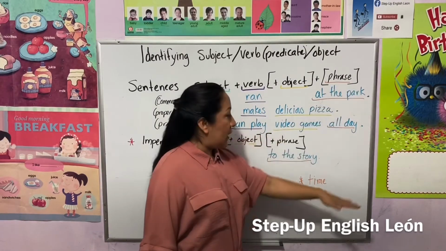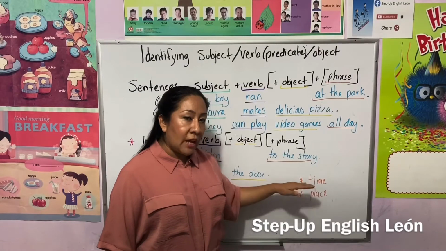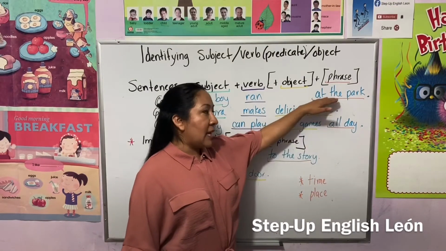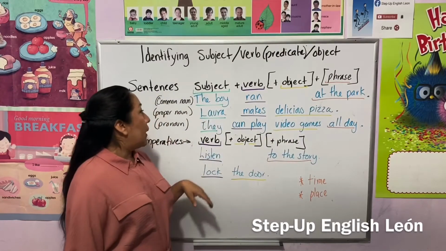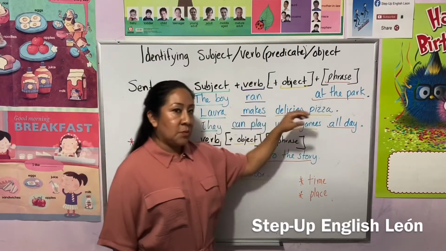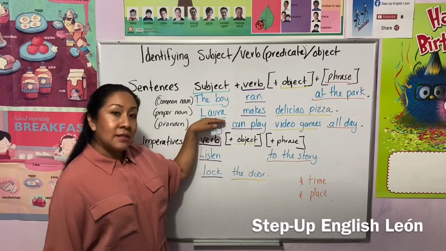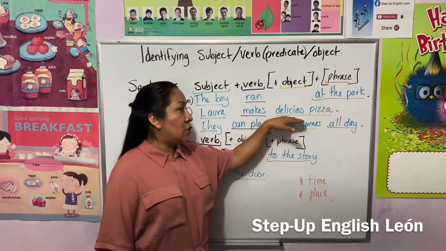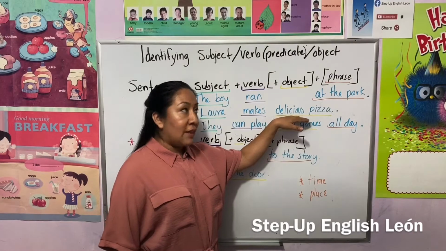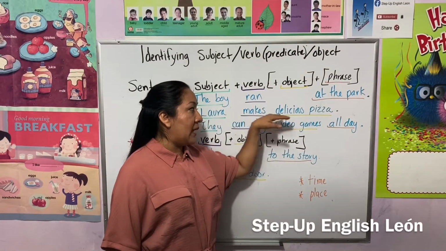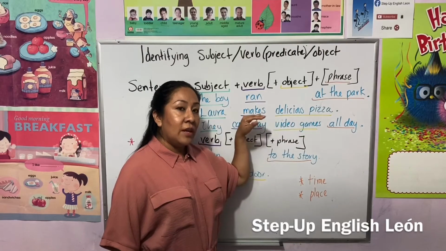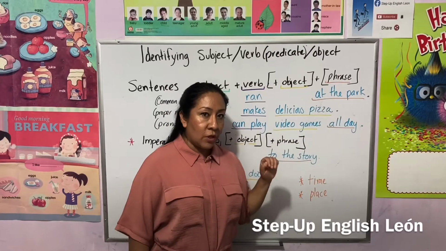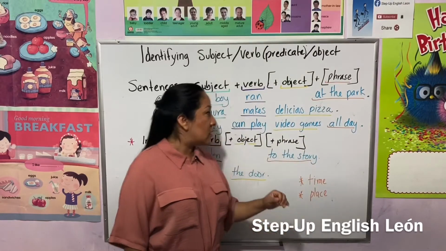Phrases tell me information about time, or they tell me information about place. In this case, at the park is a place. Okay, Laura makes delicious pizza. Laura is the subject. She makes is a verb. Delicious pizza, yes, that's the object because she makes delicious pizza. The verb is affecting the object. I don't have a time expression. I don't have a prepositional phrase.